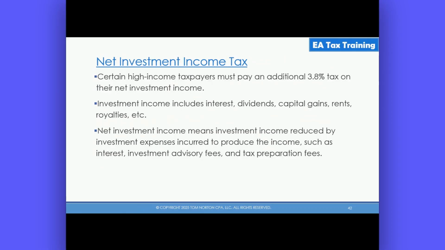The net investment income tax. So certain high income taxpayers must pay an additional 3.8% tax on their net investment income. Investment income, as we've seen before, includes interest, dividends, capital gains, rents, royalties, etc. Net investment income means you get to actually subtract investment expenses. So you take their gross investment income, you subtract their investment expenses that were incurred to produce that income. That's your net investment income. They have to pay 3.8% tax on that net investment income.